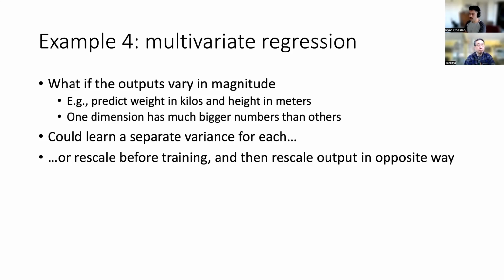One way around this is to scale your outputs. You would just renormalize it so it's between 0 and 1, for example, on both of them, and then you know that their magnitudes and their variance will be similar.